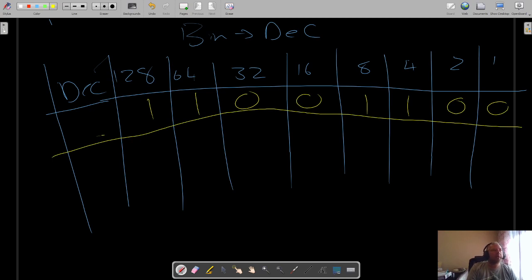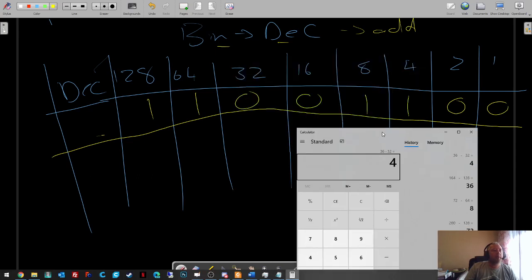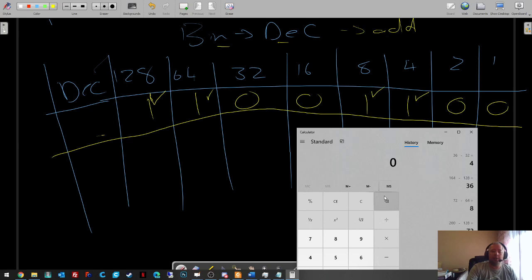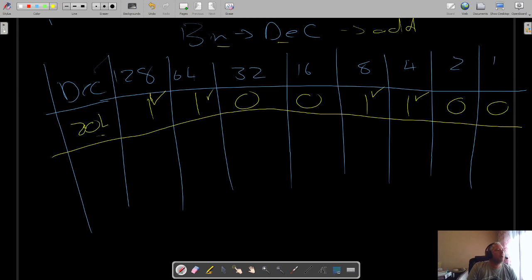So what we've learned, if I convert from binary to decimal, I need to know how to add. And what are the numbers that I add? I basically add all the numbers where I have a 1. So I've got a 1 at 128, at 64, at 8, and at 4. So I take my calculator and I just say 128 plus 64 plus 8 plus 4, and I end up with a number 204.